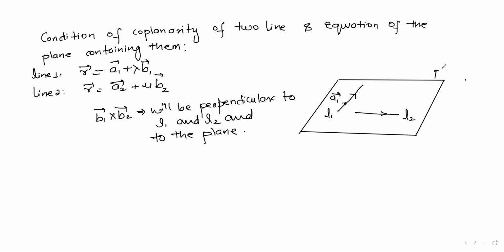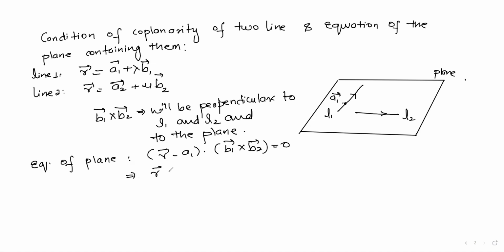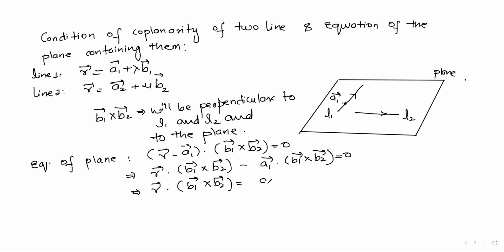So if we need to find the equation of this plane, what do we need? We need a point from which the plane passes. So it will be (r minus a1) dot product with the normal vector, b1 cross product b2. This will be equal to 0. Open the bracket, so we will get r dot b1 cross b2 minus a1 dot b1 cross b2 is equal to 0. Put in the bracket. So finally, you will get r dot b1 cross b2 is equal to a1 dot b1 cross b2. Let this be first. Is this clear?